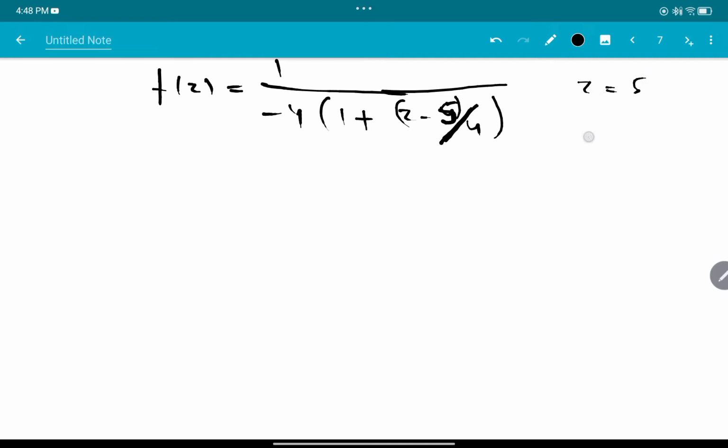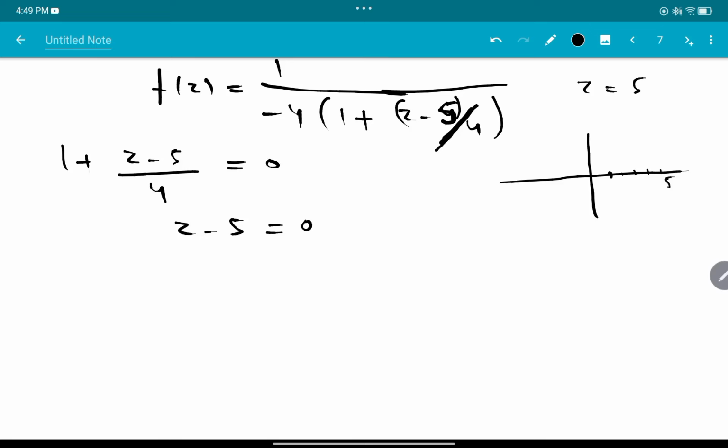Let us first draw this. Here is the situation. This is 1, 2, 3, 4, 5. This is 5. Now, you can see yourself where this expression can have a singularity. Does it have a zero? Let us see whether 1 plus (z minus 5) divided by 4 is equal to 0. What will make this denominator 0? Minus 4 is a multiplicative factor. Then we have z minus 5 equal to 0, that means z is equal to 5. It has a singularity at 5.